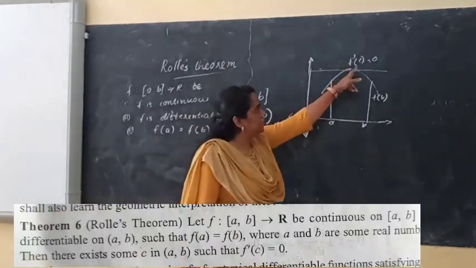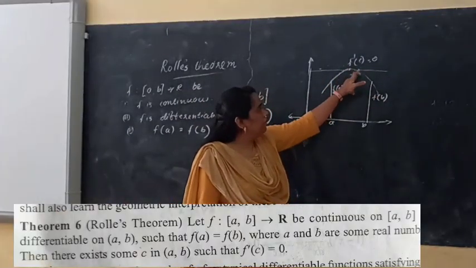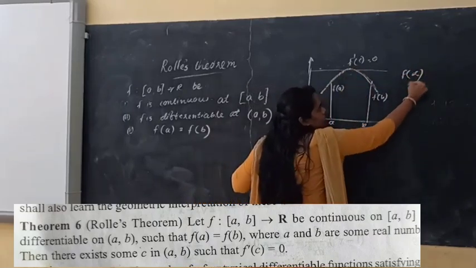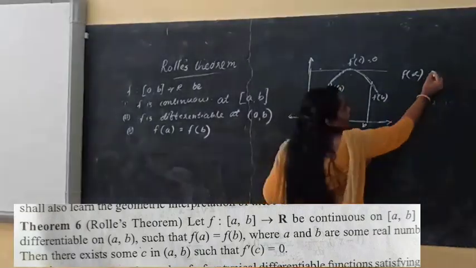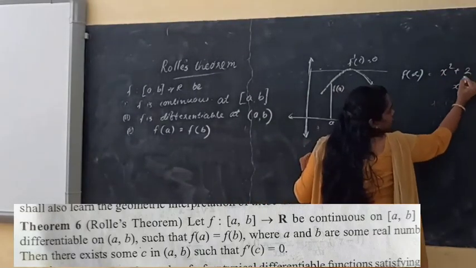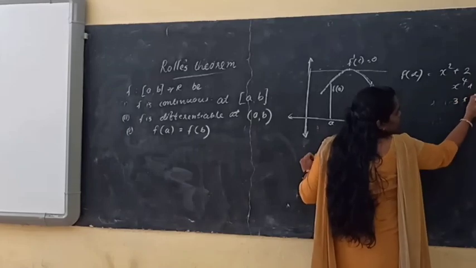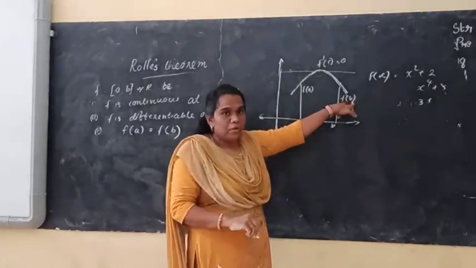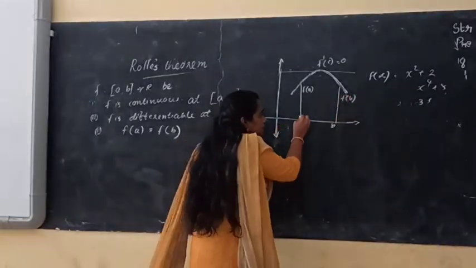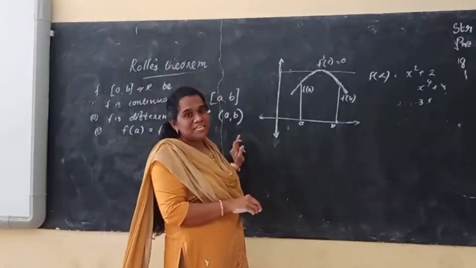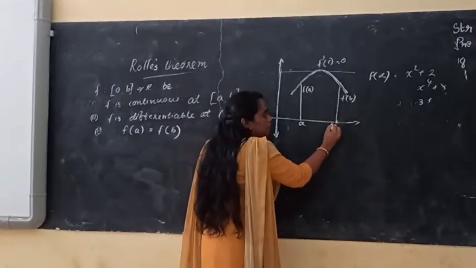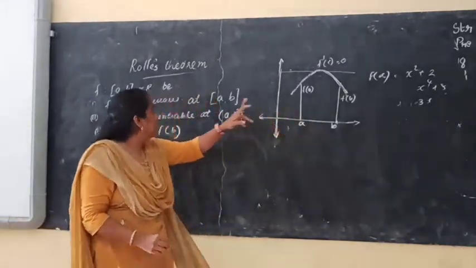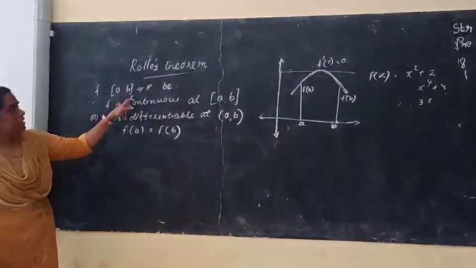f is a function. See the curve. This curve is f(x). f(x) can be either x squared plus 2, or x raised to 4 plus 5, or 3x cubed, or like that. It is a function and its graph is a curve. In this curve, we are selecting a closed interval. Do you remember what an interval is? This a to b is a closed interval. f is defined from the closed interval [a, b] to R.